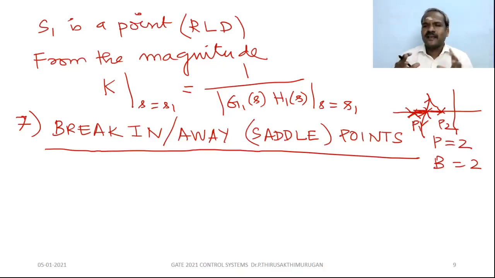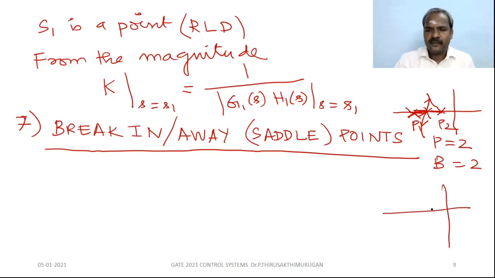Okay, so break-in or breakaway points exist when there are multiple routes. Either this is a breakaway, or where the break-in points occur. Suppose, say, here 1, 0, here 1, 0. Understand?